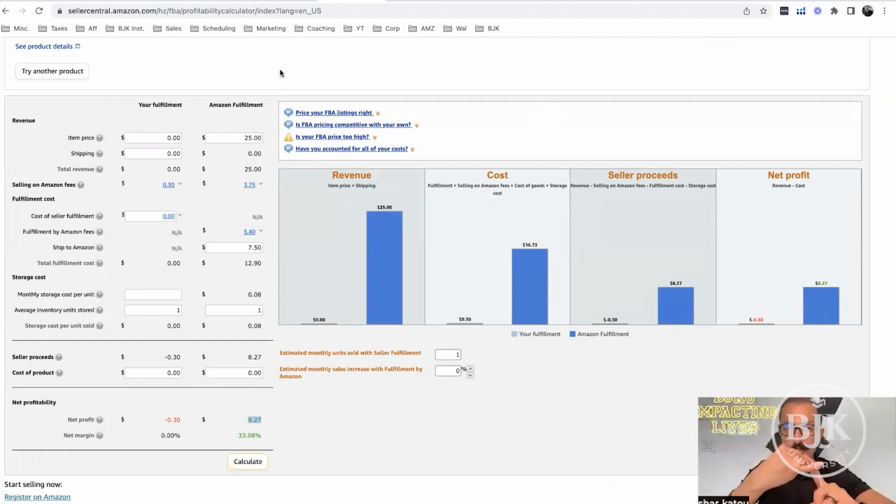So now you've found a product, you found a supplier, you figured out how much your cost is going to be, and you're ready to go to the next step, which is creating your listing, creating your photography, creating your package, and then shipping your product over to Amazon.